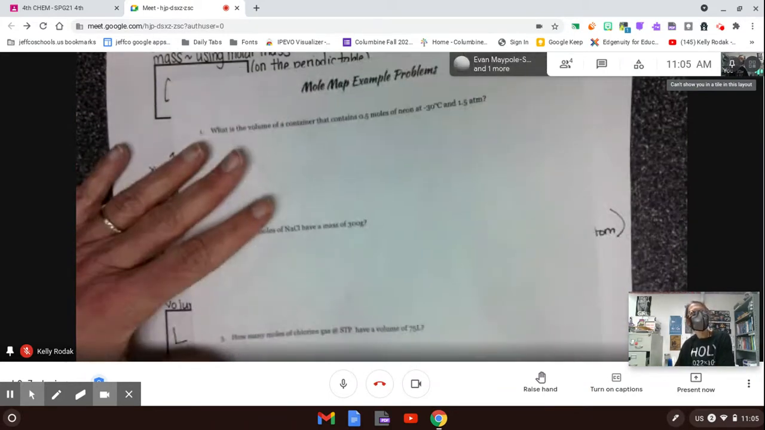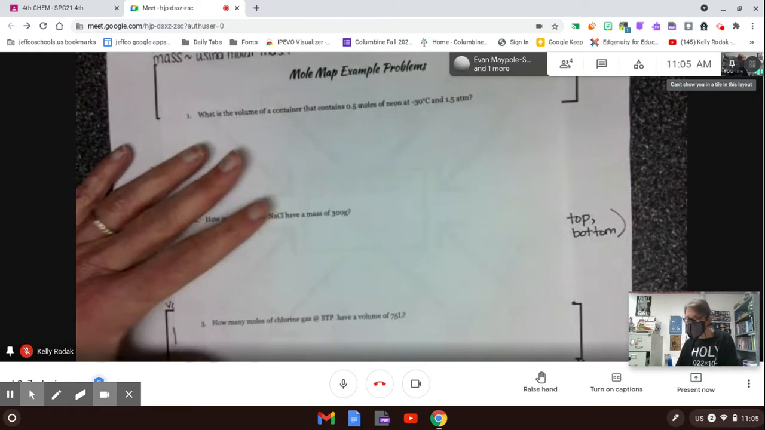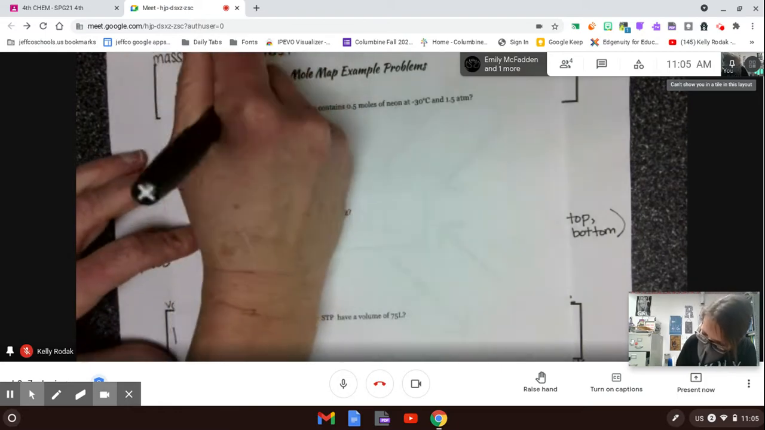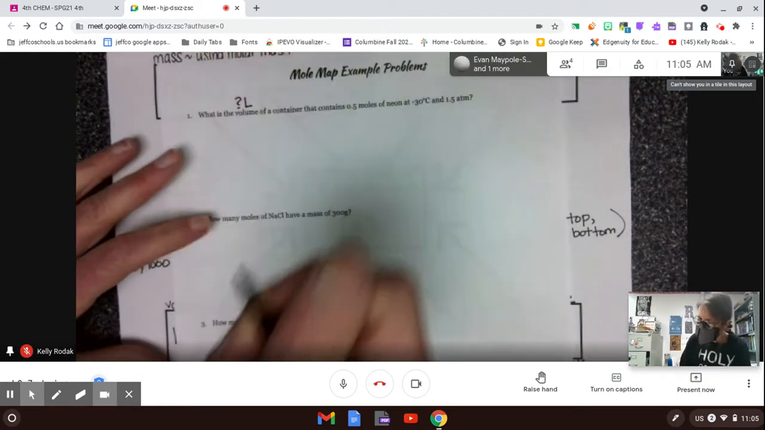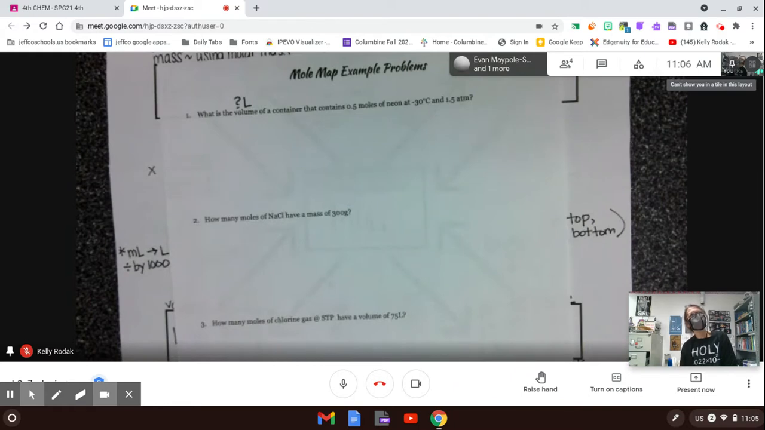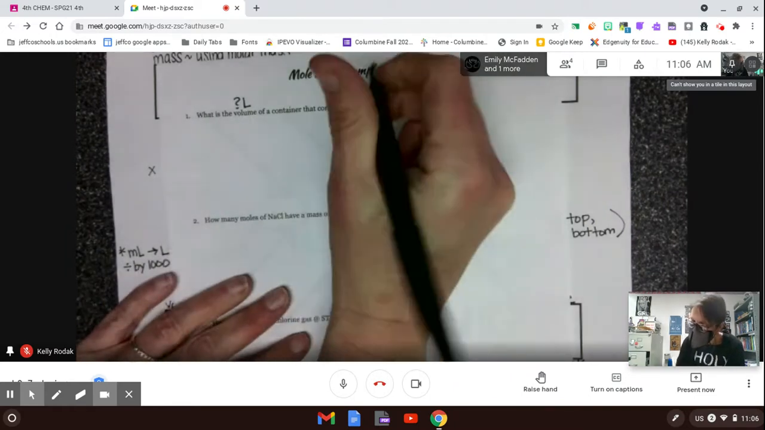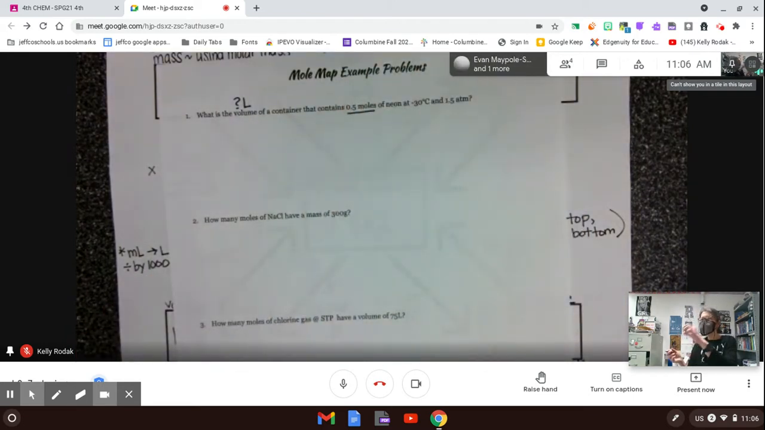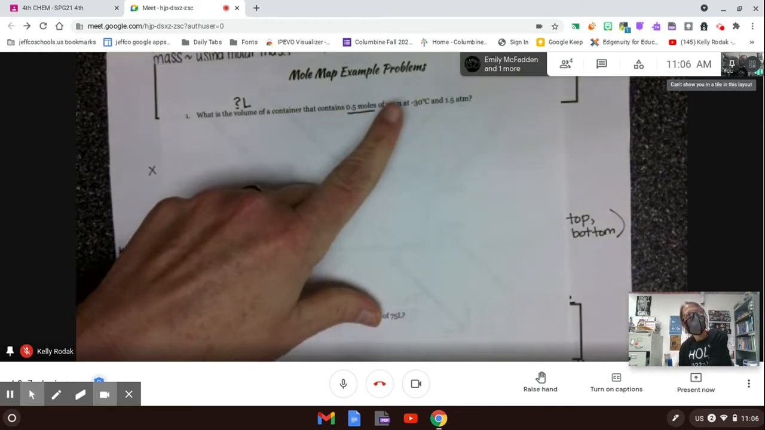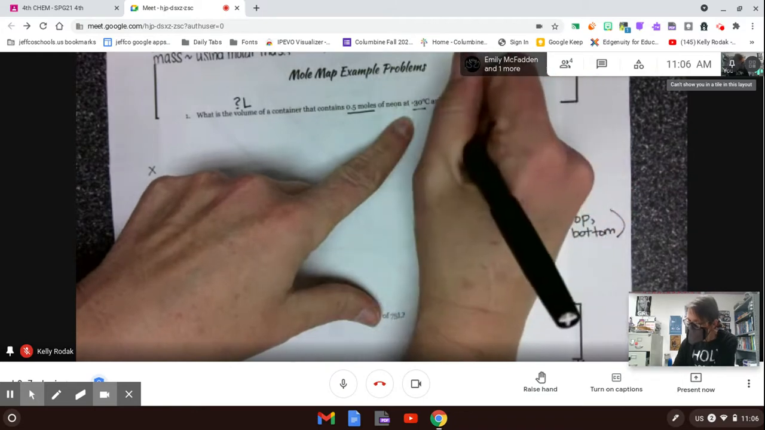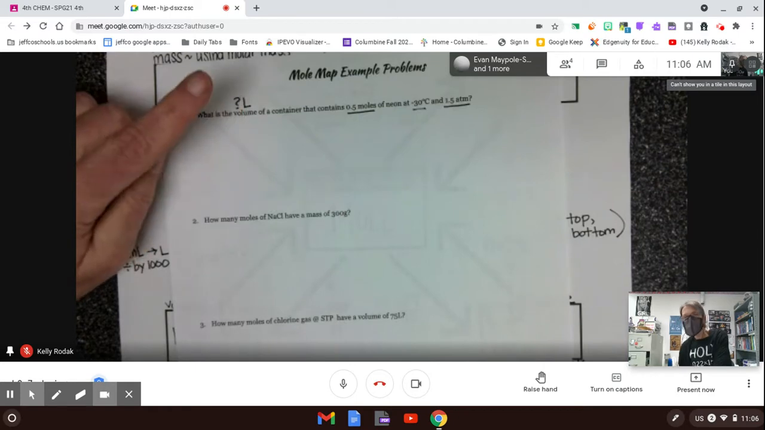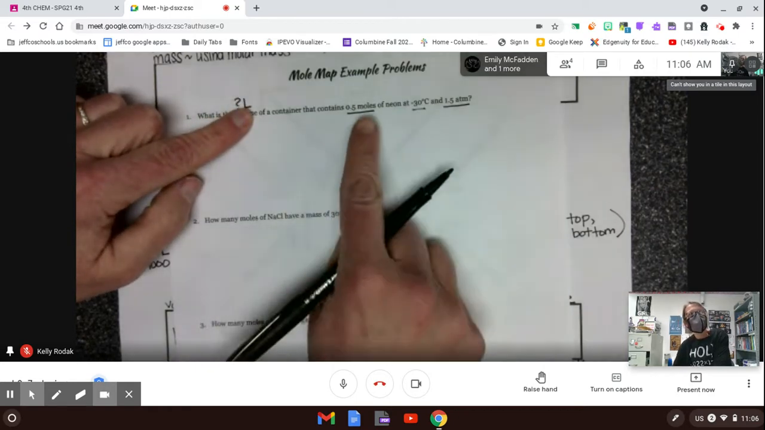So let's check out that first problem on there. What is the volume? So the volume is by the question word. So I know I'm looking for volume, right? I know I'm looking for liters of a container that contains 0.5 moles. So that's pretty significant. Remember, I said that our starting point is either going to be moles or grams or liters. And it tells us that these moles are at negative 30 degrees Celsius and 1.5 atmospheres. Okay? So I am looking for liters and I have moles.